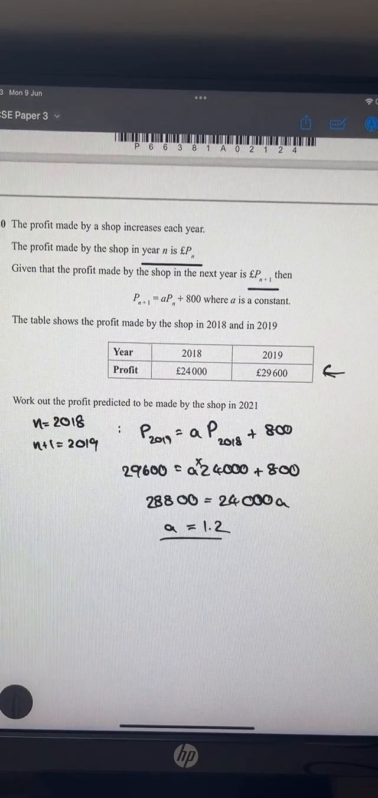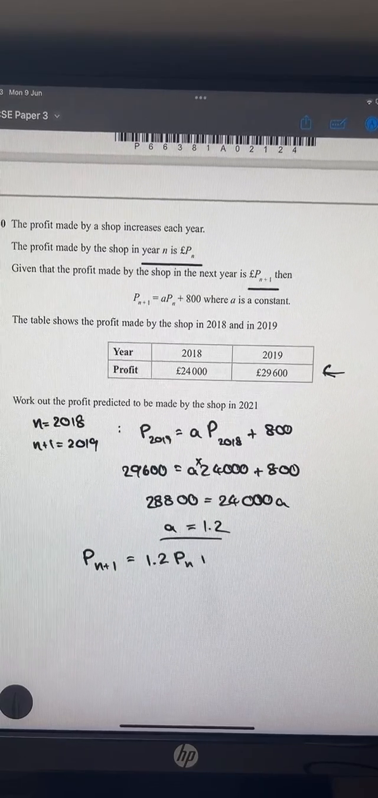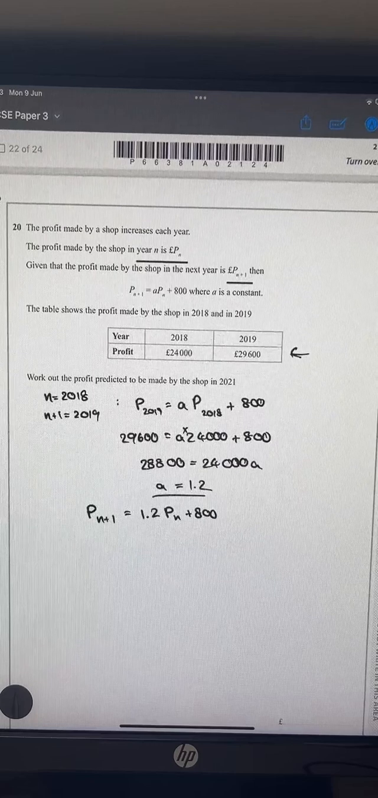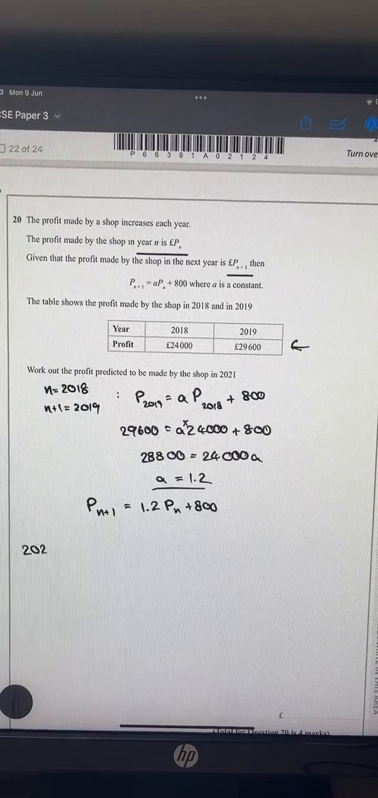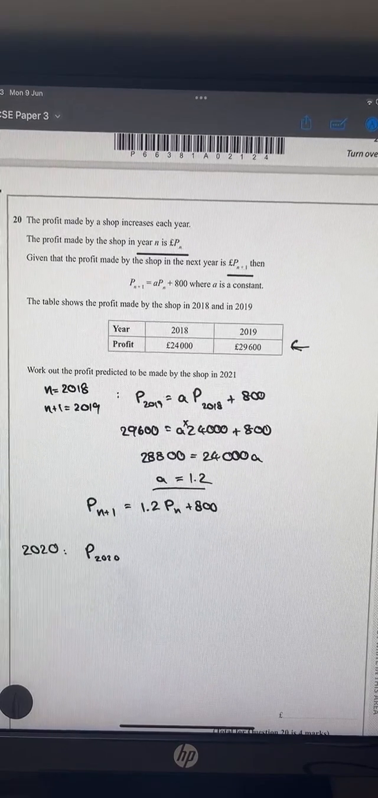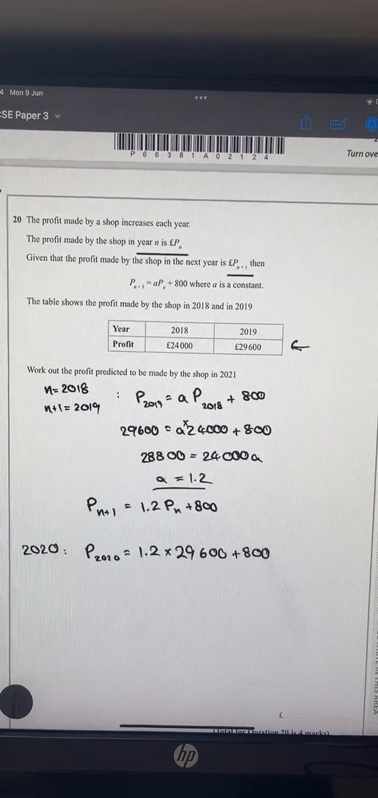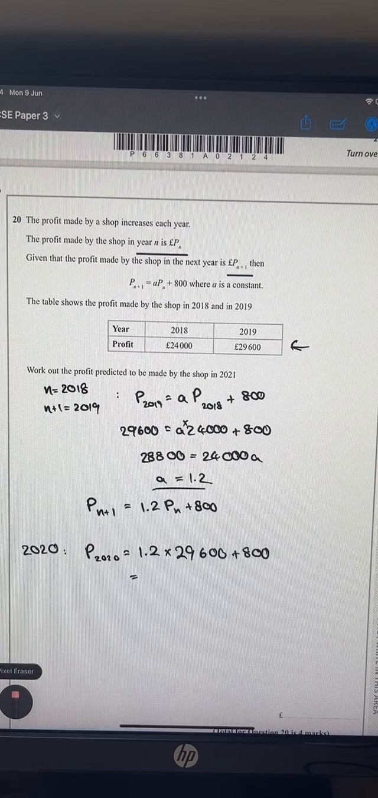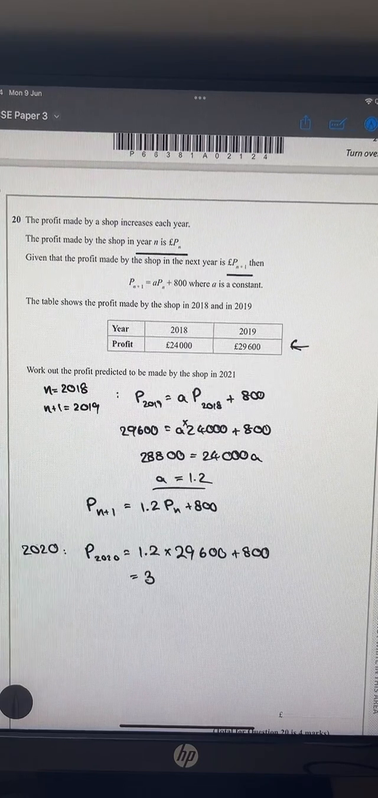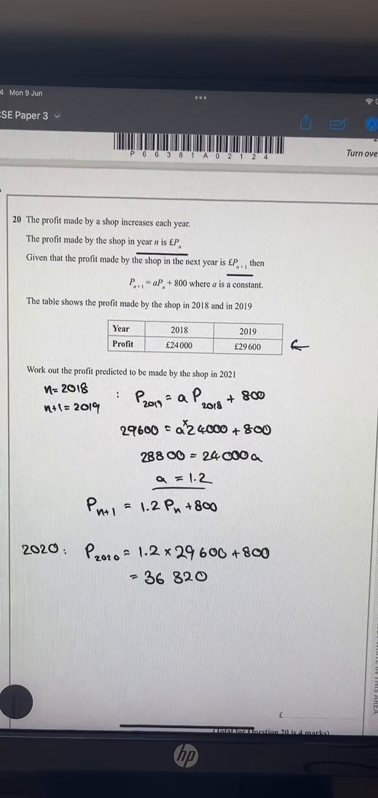So that means I'm just going to rewrite the formula. Pn plus 1 equals 1.2 Pn plus 800. So I know that in 2019 they made that much. Let's figure out 2020, then 2021, yeah? So in 2020, the profit of 2020 is equal to 1.2 times the profit in the previous year, right? This is the next year. This is 1 year previous. That is 1.2 times 29,600 plus 800. And that is going to be equal to 36,320.